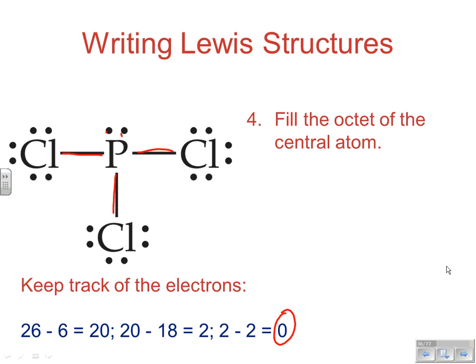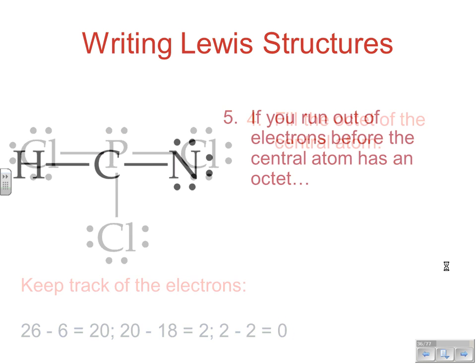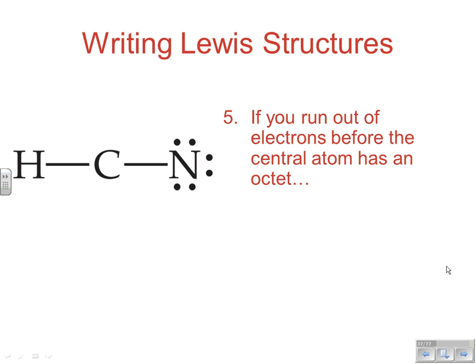Now in some situations, you're either going to not have enough electrons to give your central atom a full octet, or you're actually going to have too many electrons. So there's really 2 other situations left to look at here. Step 5, which is only going to happen if you run out of electrons before your atom gets a full octet, would look something like this.